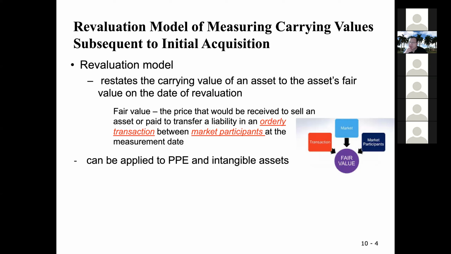Let me ask you a question. In chapter 7, we learned about financial assets, right? Do you remember the measurement model for financial assets? Because here we are saying the cost model and revaluation model can be applied to PPE and the intangible assets. Don't forget, we also have a financial assets category. So do you remember in chapter 7, what are the measurement models for financial assets? Anyone?